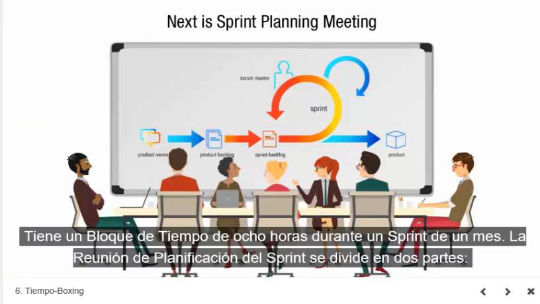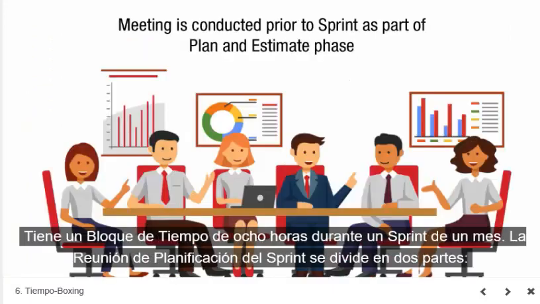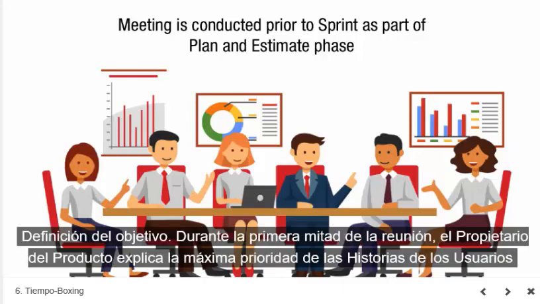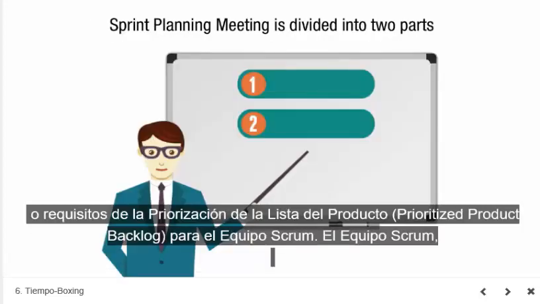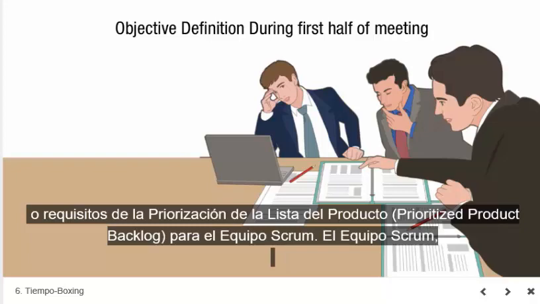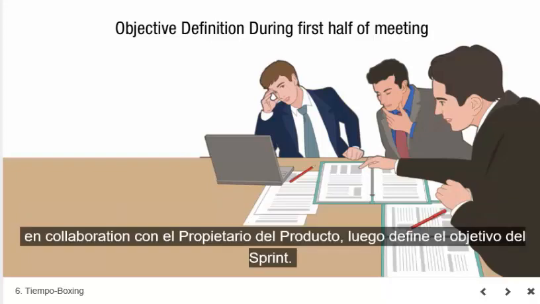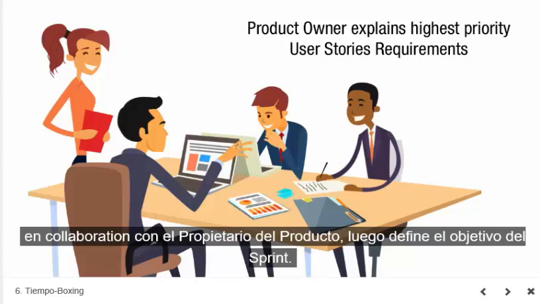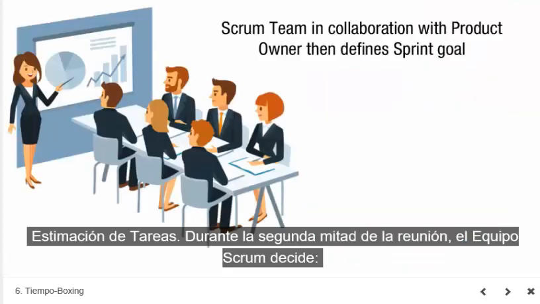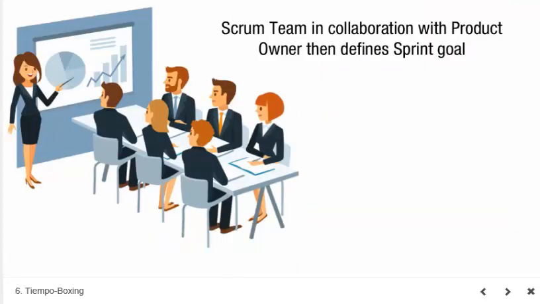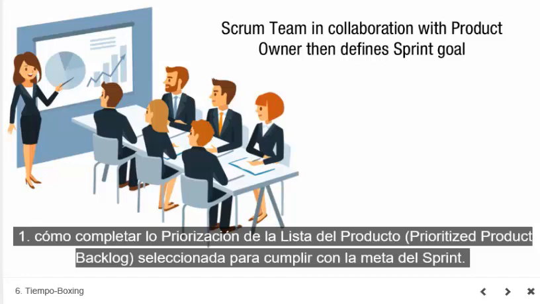Next is a sprint planning meeting. This meeting is conducted prior to the sprint as part of the plan and estimate phase. It is time-boxed to 8 hours for a 1-month sprint. The sprint planning meeting is divided into 2 parts. Objective definition. During the first half of the meeting, the product owner explains the highest priority user stories or requirements in the prioritized product backlog to the Scrum team. The Scrum team, in collaboration with the product owner, then defines the sprint goal.